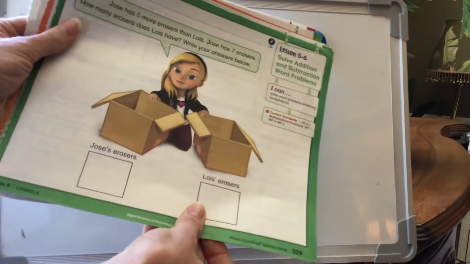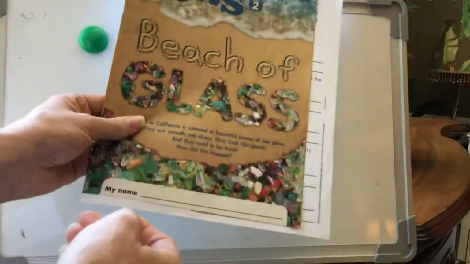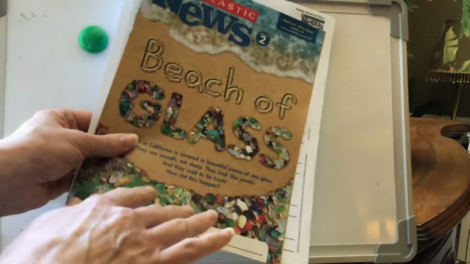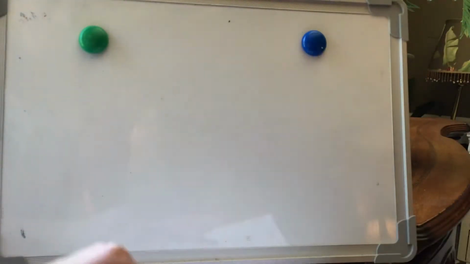We have all of the math for the week with lesson 5. And again, we'll have separate links for each one of the math videos that your student can click on. And then our Scholastic News is Beach of Glass, and I'm going to go over what needs to happen on that in a separate video. So we put the Scholastic News and math out of the way for now. Let's go through our English language arts worksheets.